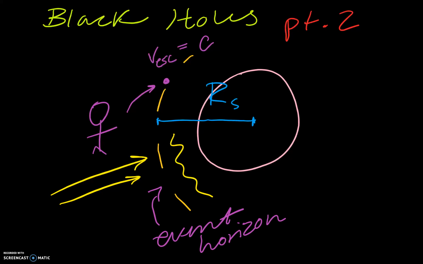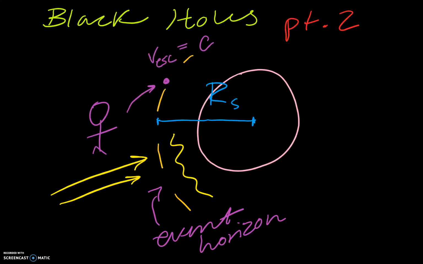So what if we wanted to calculate the size of the event horizon? When people talk about the size of black holes, that's what they're referring to. They're referring to the size of the event horizon. And that's what I've drawn right here with this blue line. This is known as the Schwarzschild radius. I know it's kind of a weird name, but it is how it is.